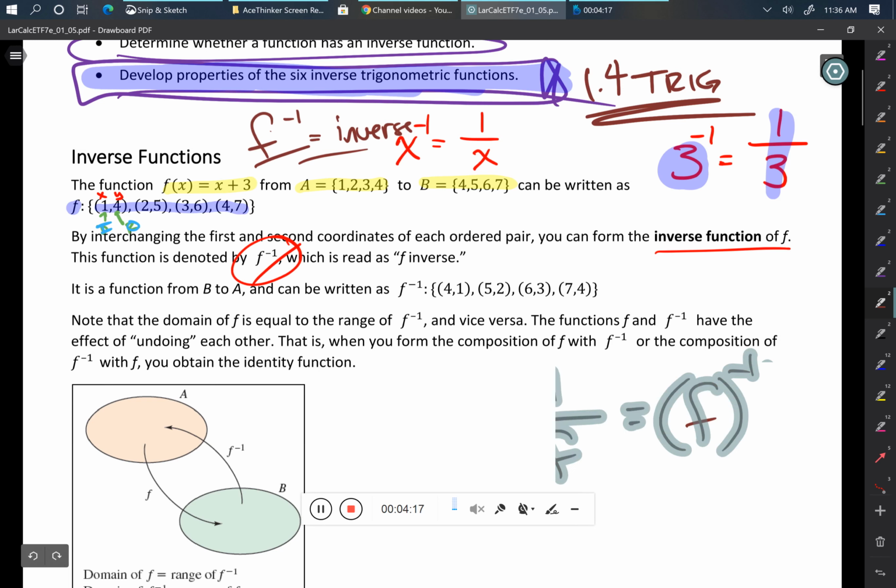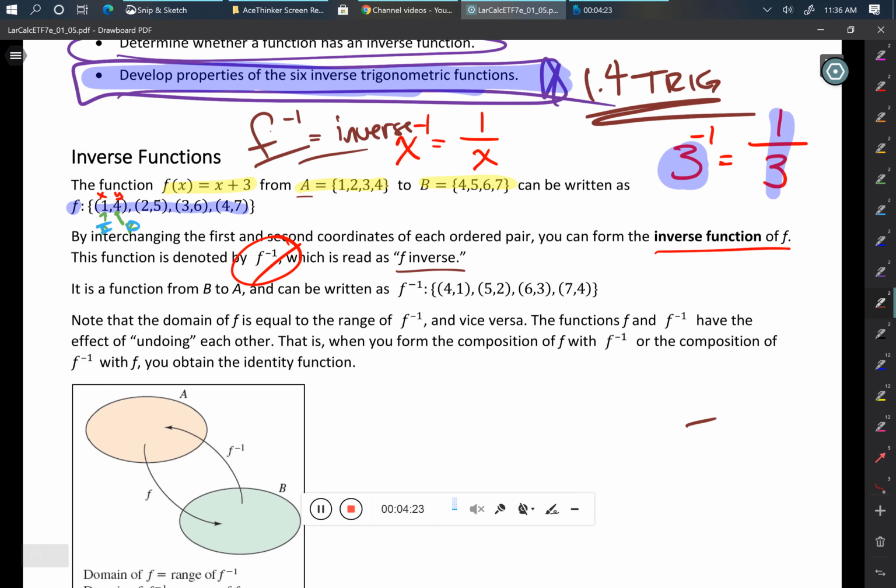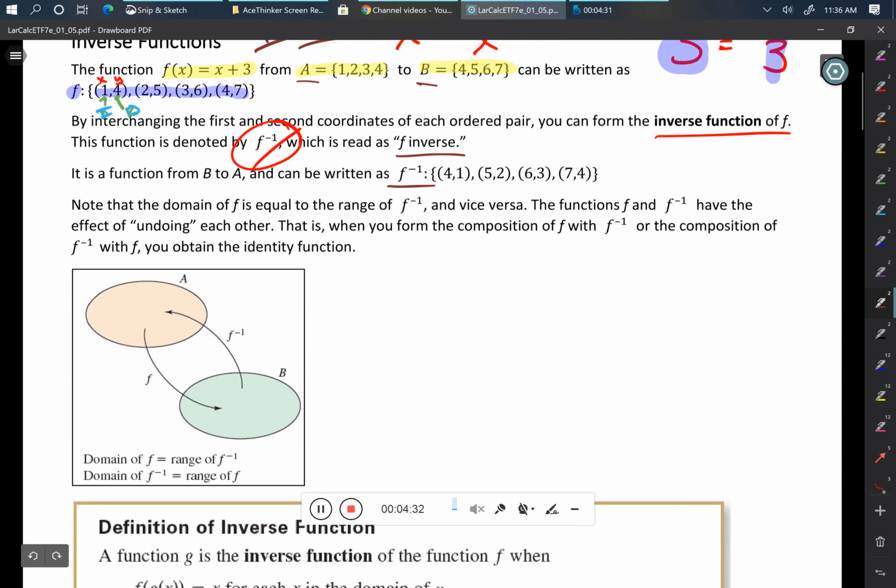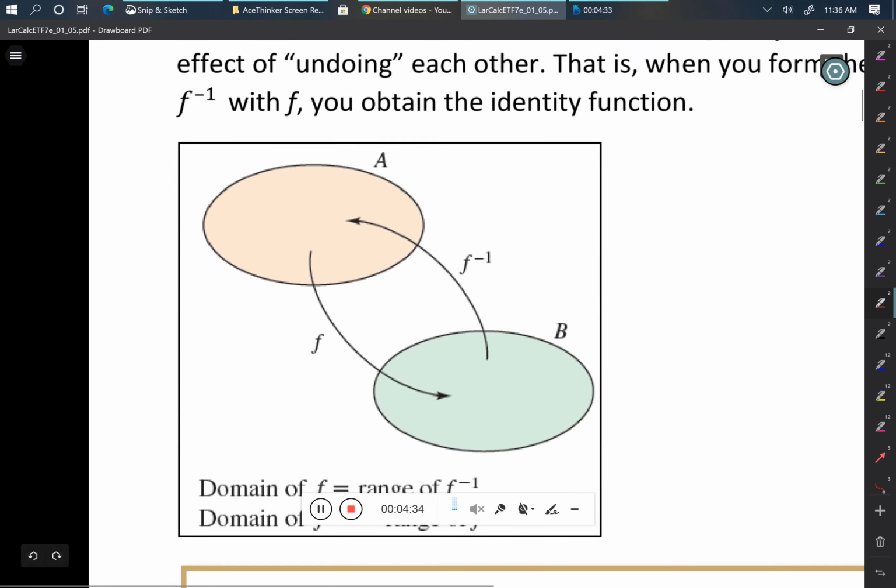All right, so just a notation statement. Now, when you do find the inverse, it switches the order. So if f went from A to B, then f inverse would go from B to A. Now, the idea here with inverses is one undoes the other. It's probably easiest to take a look at it in this sense.